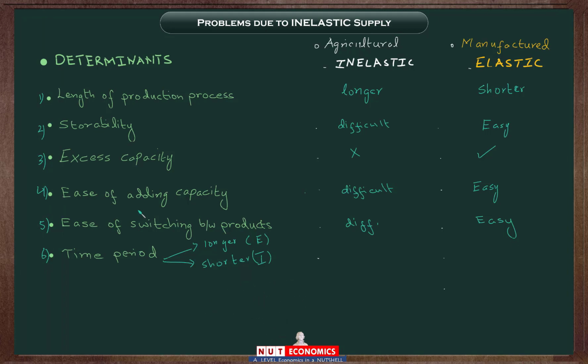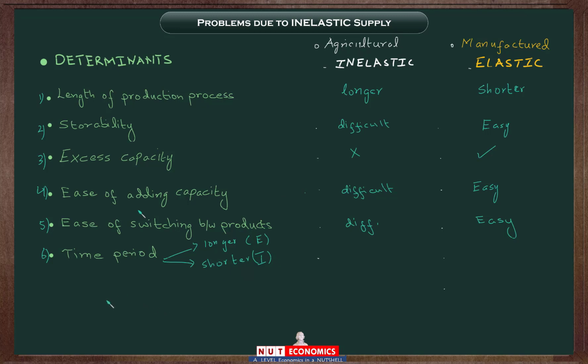Why do agricultural products have inelastic supply? This is something that will come up again and again in your A-level exam questions. There is a good reason for that, because this issue, that agricultural products have relatively inelastic supply, creates a practical problem for the farmers, the producers of these agricultural goods.